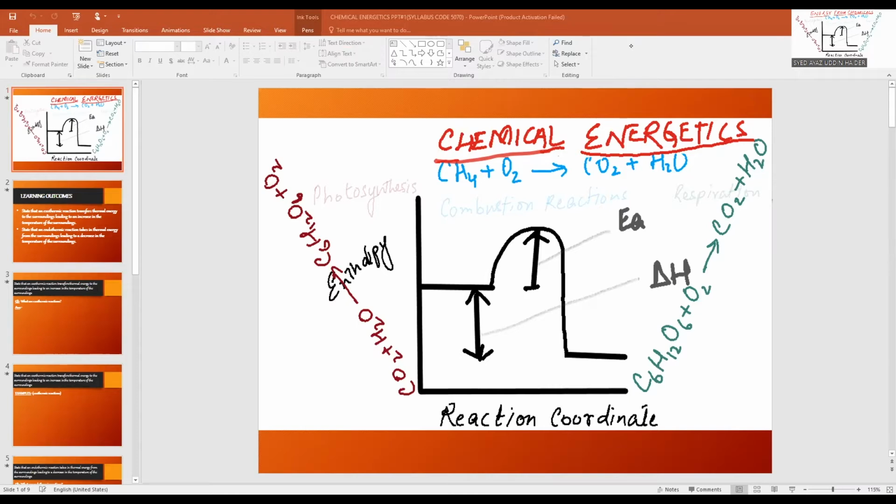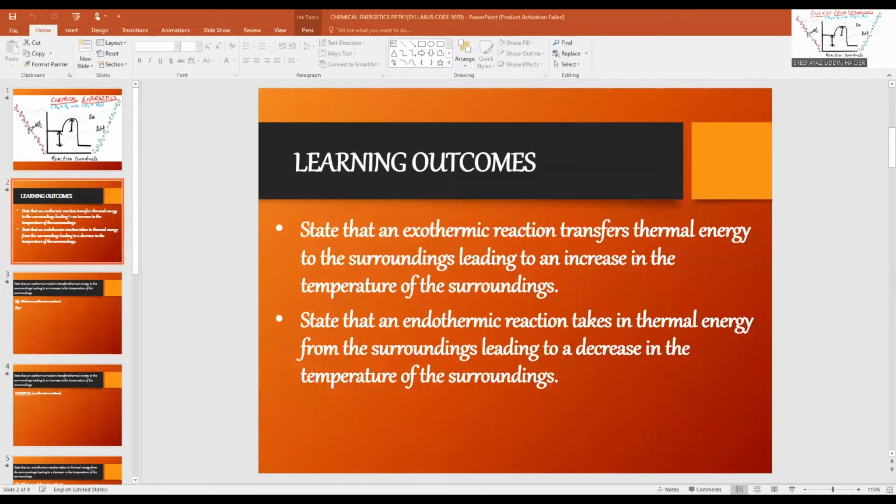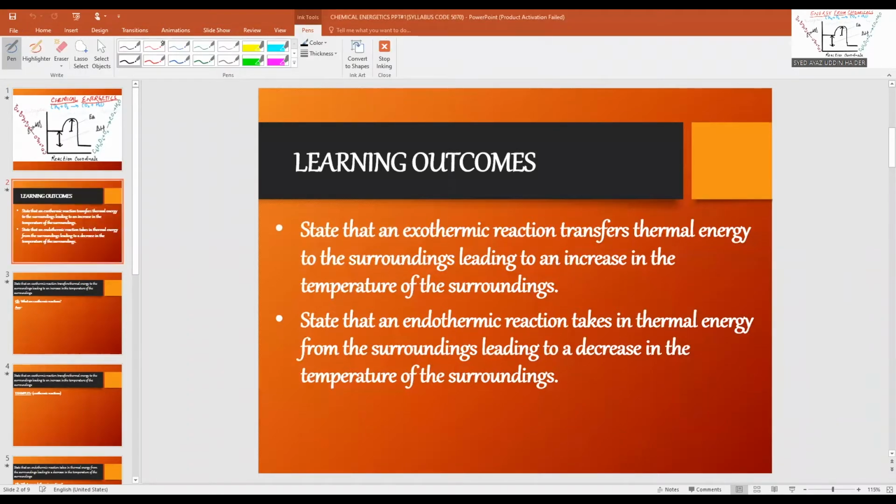Today I'm going to start the new topic which is about chemical energetics. Learning outcomes of chemical energetics would be: state that an exothermic reaction transfers thermal energy to the surroundings, leading to an increase in the temperature of the surroundings. The other learning outcome is: state that an endothermic reaction takes in thermal energy from the surroundings, leading to a decrease in the temperature of the surroundings.